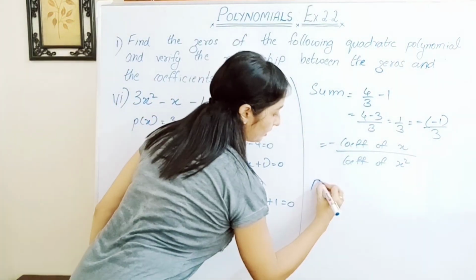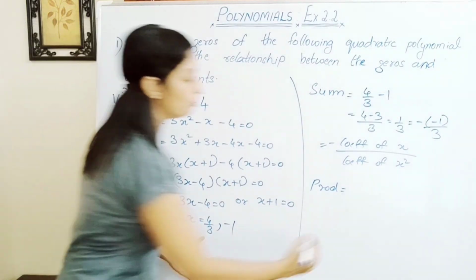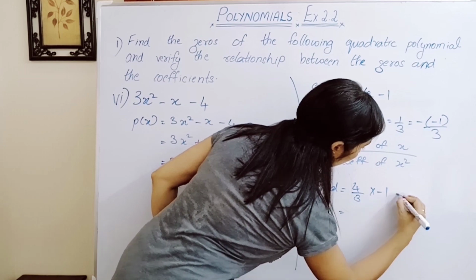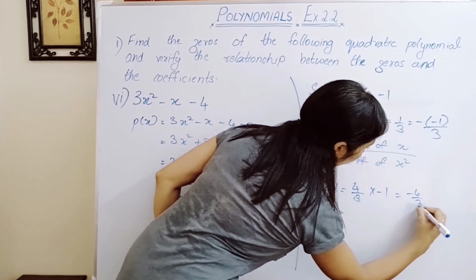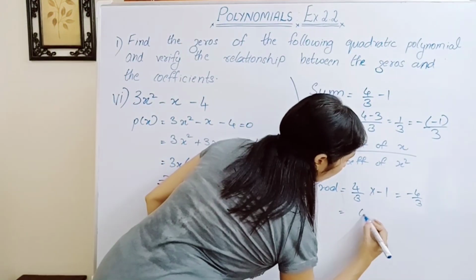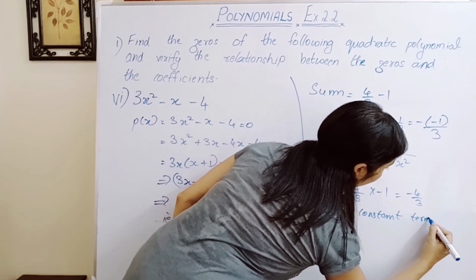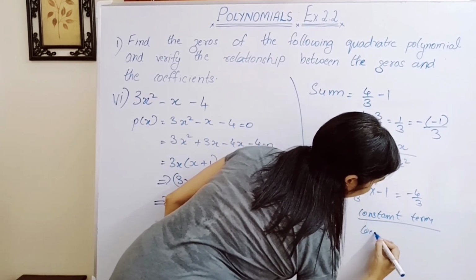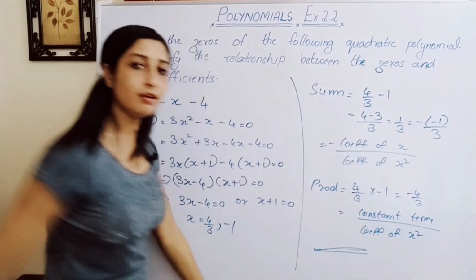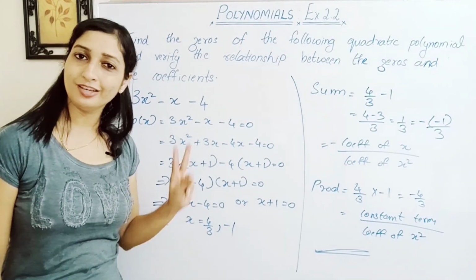Next we are going to find the product. What is our product? Product is 4 by 3 into minus 1, which is equal to minus 4 by 3. Now this can be written as constant term by coefficient of x square. So this is our relation. So now let's move on to our next question, which is question number 2.